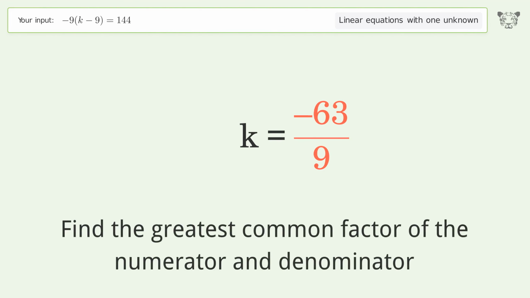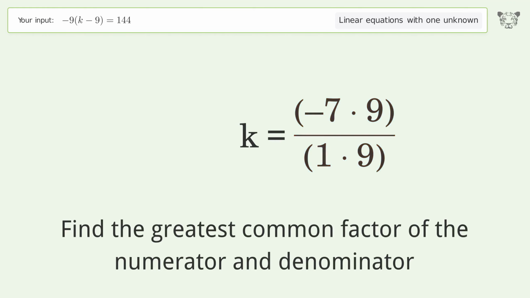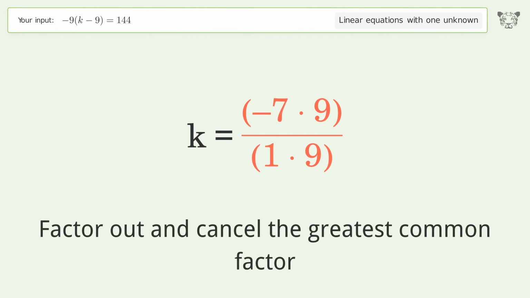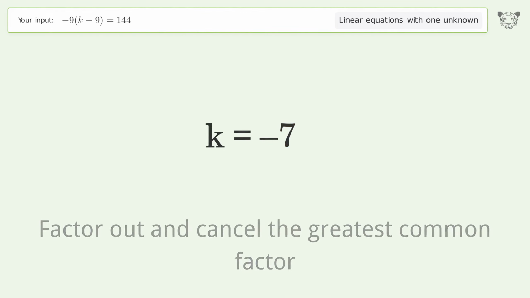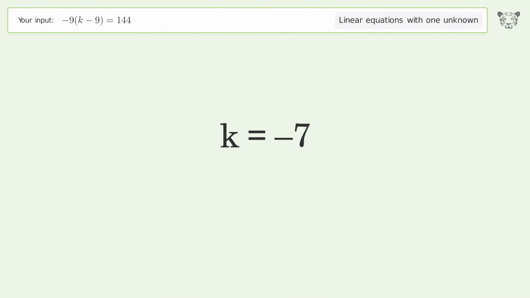Find the greatest common factor of the numerator and denominator. Factor out and cancel the greatest common factor. And so the final result is k equals -7.